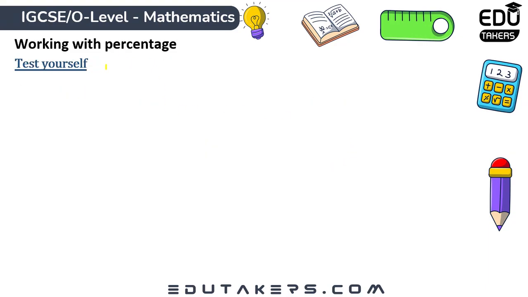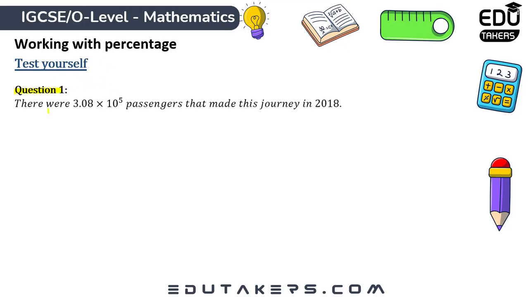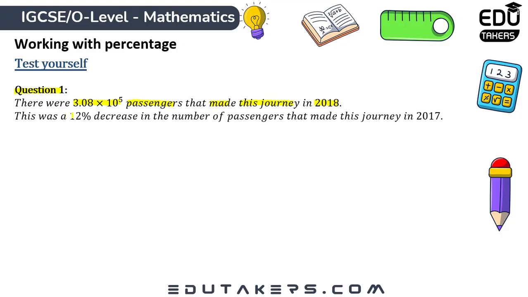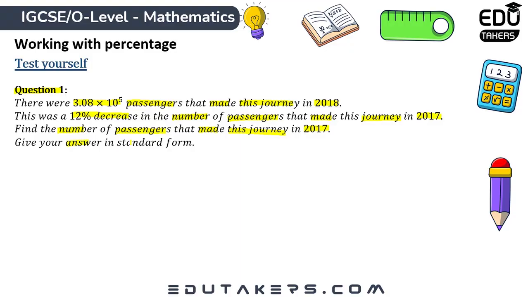An exercise for you to practice. Question number 1. There were 3.08 times 10 raised to the power 5 passengers that made this journey in 2018. This was a 12% decrease in the number of passengers that made this journey in 2017. Find the number of passengers that made this journey in 2017. Give your answer in standard form. It's a 3-mark question.